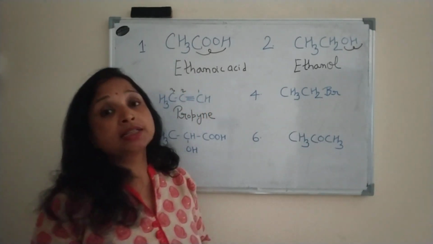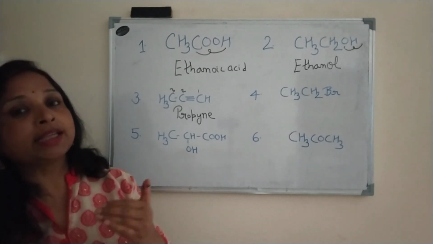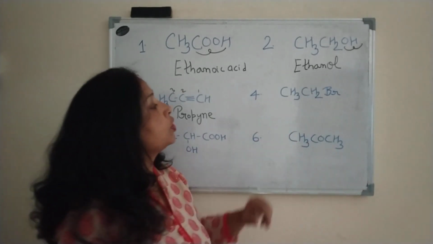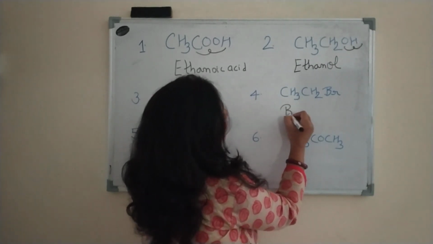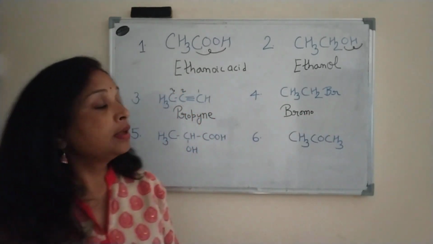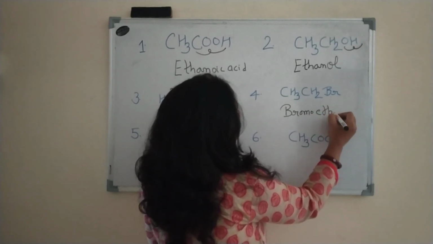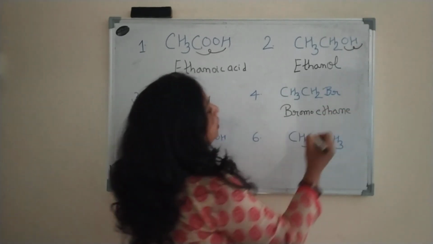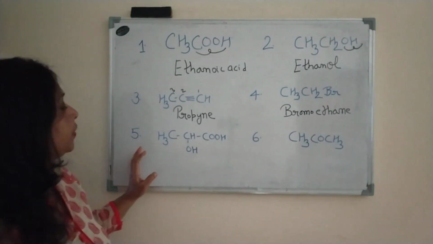Now the fourth one, CH3CH2Br. Br is a halogen, so we name it like a haloalkane. Because bromo is there, we write bromo and then the number of carbons. How many carbons are there? 2. So bromoethane. The name becomes bromoethane.